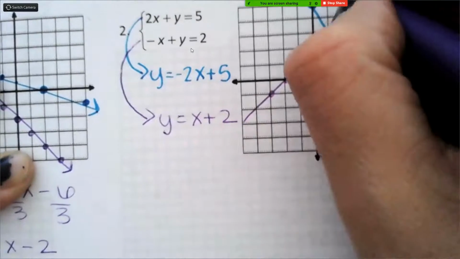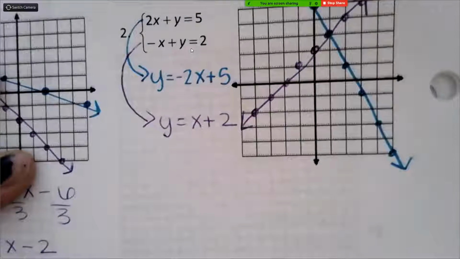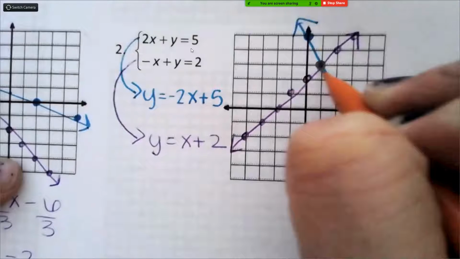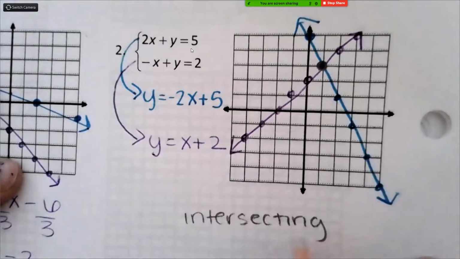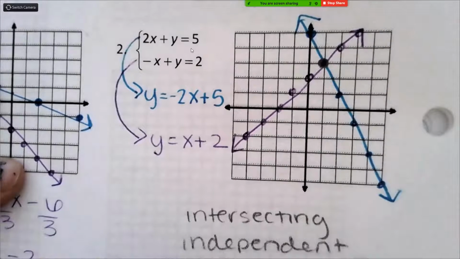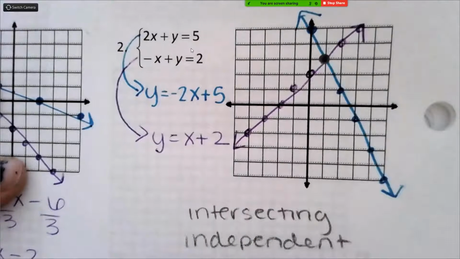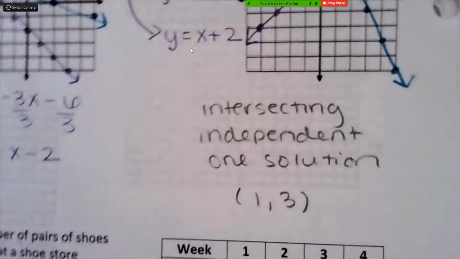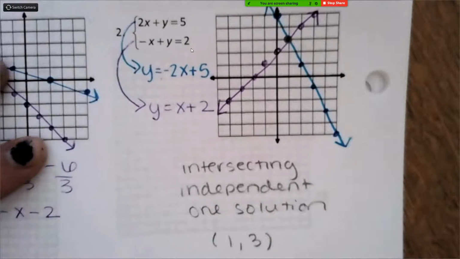Connecting those points, once again I see that my two graphs intersect, and they intersect right here. So that means these are intersecting, independent lines with one solution, and that solution is at (1, 3). So I have intersecting lines that are independent and they have one solution at (1, 3).